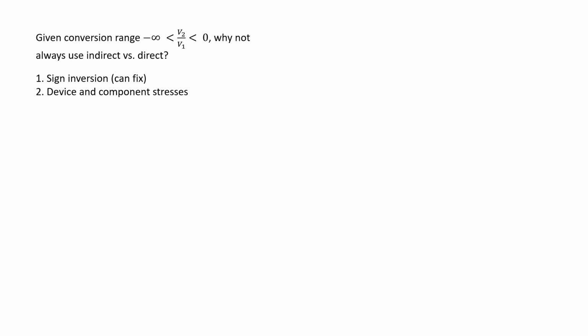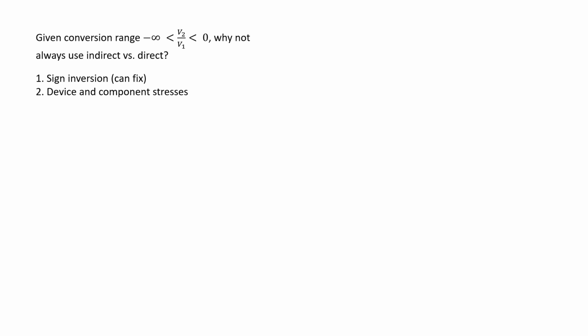Or you can build another type of amplifier that can also have sign inversion. Okay, so you invert and then you invert again, it becomes the same as the input. How about another disadvantage of the indirect converter?